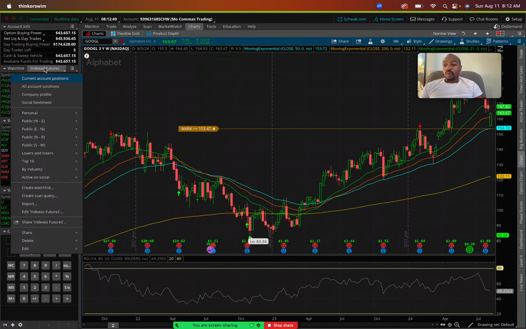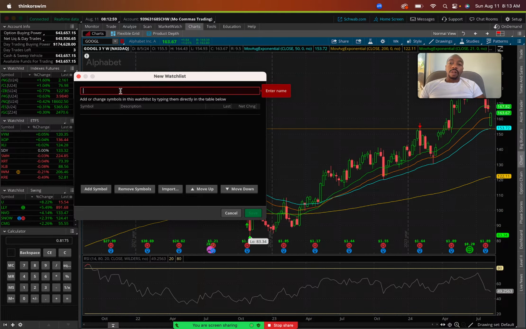If you want to make a new watch list, you click on the area to the left of this menu button, and then click create watch list. And then when you click create watch list, you can name it indexes.